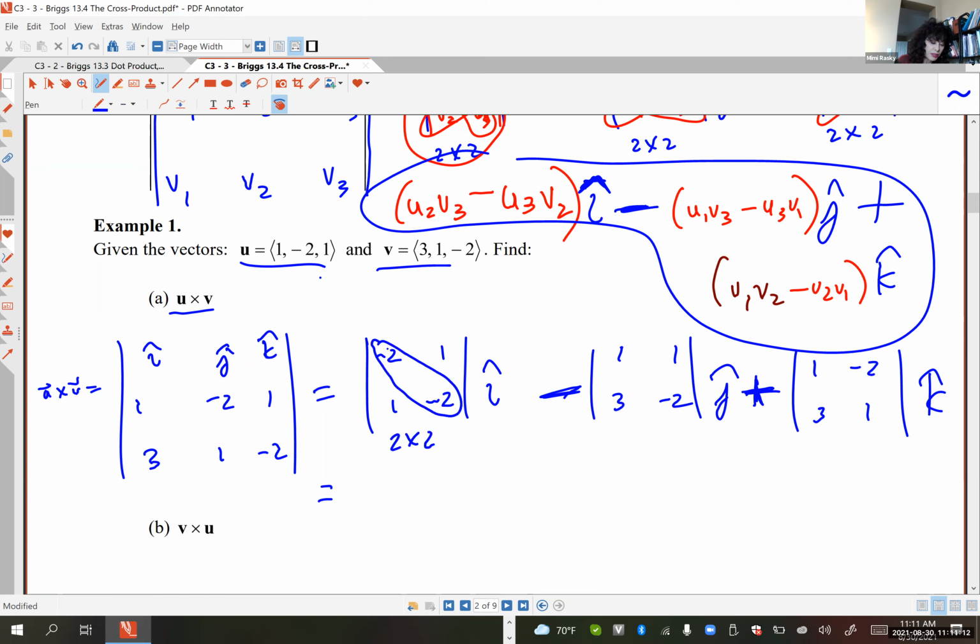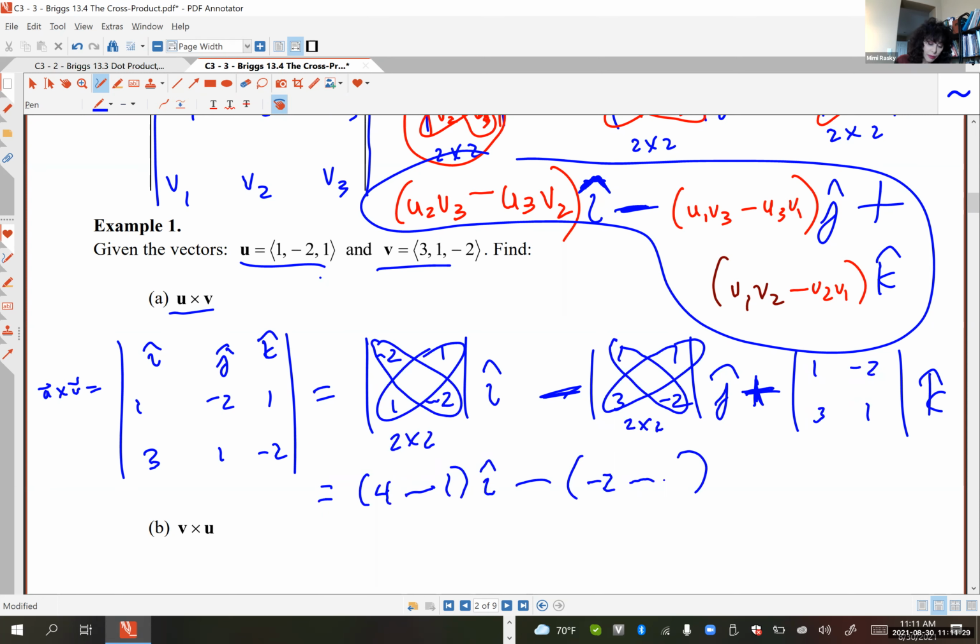So you go -2 times -2, which is 4, minus 1 times 1. That's just 1, i hat. Minus, and now you're going to do another 2 by 2 determinant here. 1 times -2 is -2, minus the product of 3 and 1. Well, that's just 3, j hat, plus one more 2 by 2. You're going to go 1 times 1, that's 1, minus 3 times -2. Well, that's -6. Uh-oh, we have 1 minus a -6.